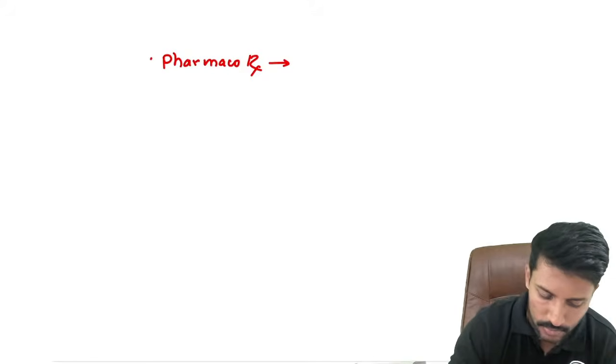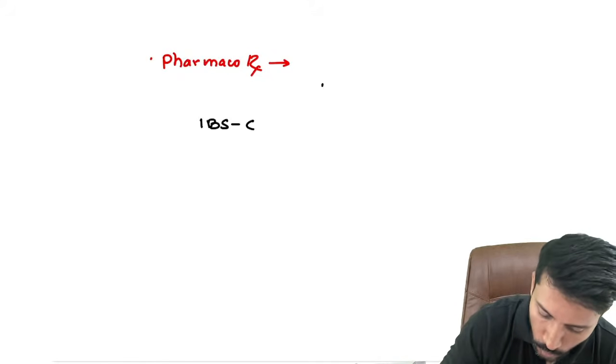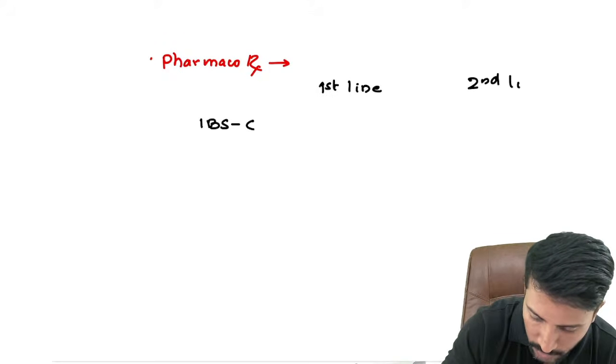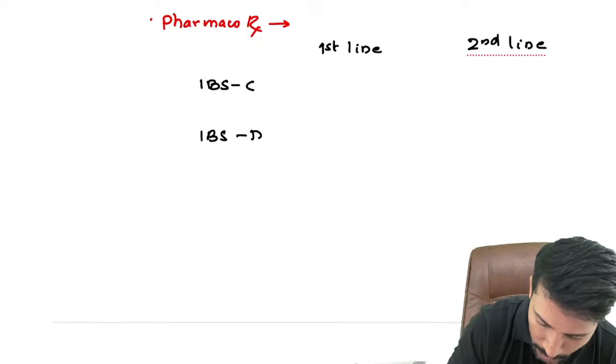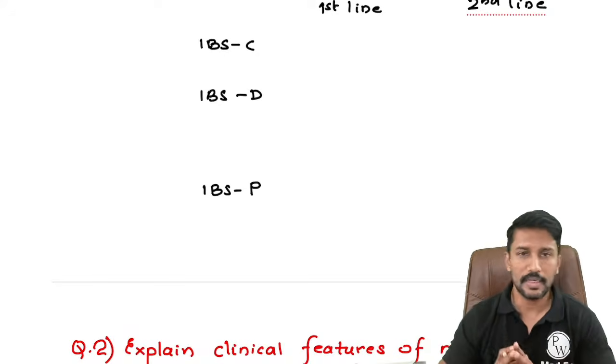Now coming to the pharmacotherapy, of course it is going to depend on the type. If it is constipation, what will be my first line treatment? And for those who are not responding, what will be my second line treatment? If it is IBS diarrhea predominant, what can be my treatment? And if it is IBS pain predominant, what can be my treatment?